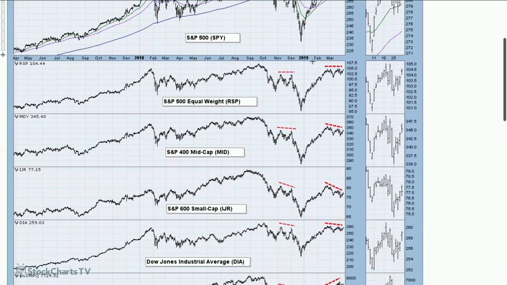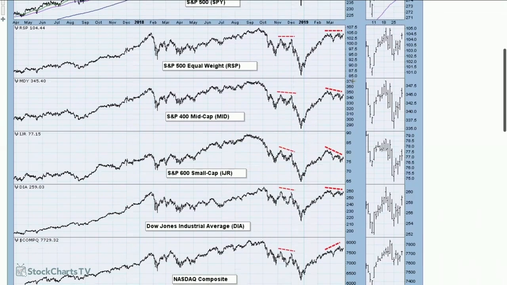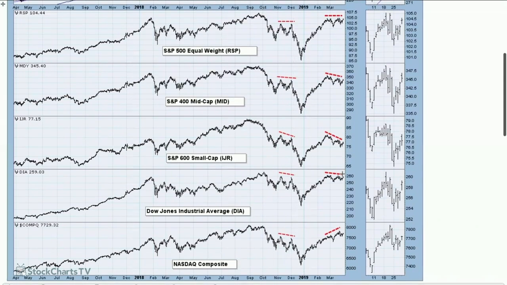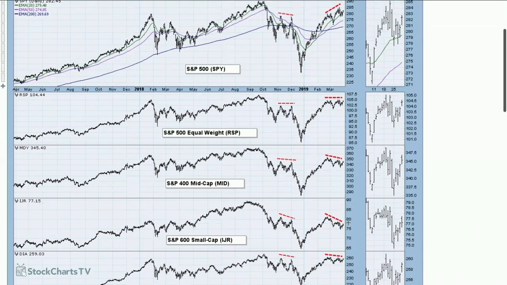the RSP line, which is the equal weight, it's a double top. The mid cap and small cap and industrials are declining tops, so they're negative divergences. The only one that actually agrees with the S&P 500 is Nasdaq Composite, and the reason for that is the Nasdaq-100 is so heavily weighted.